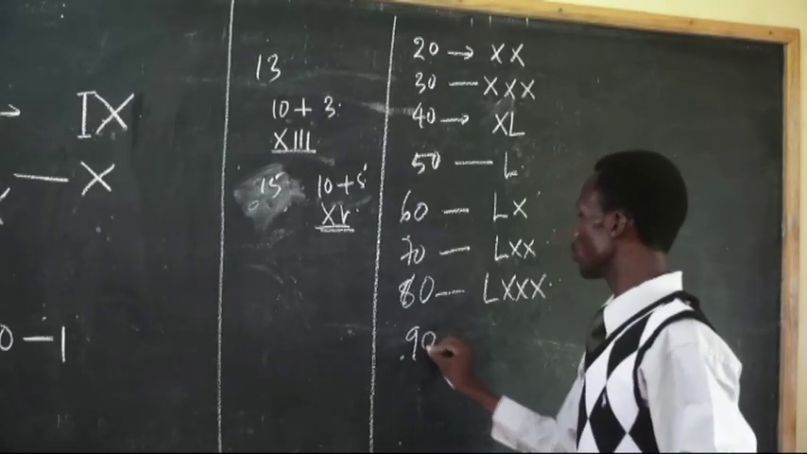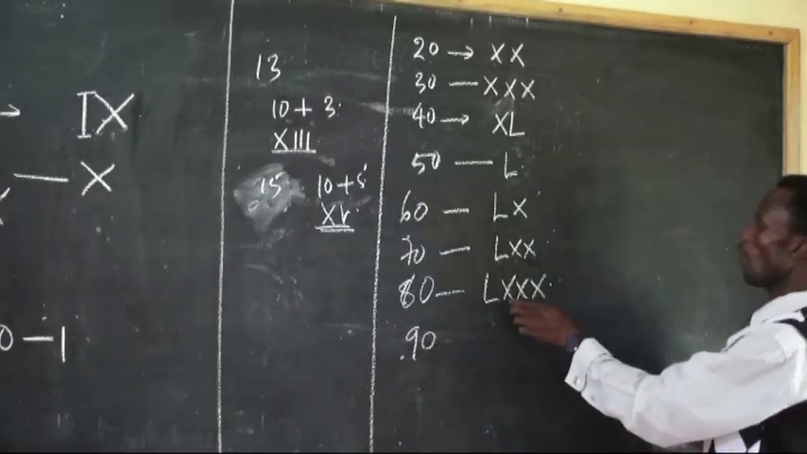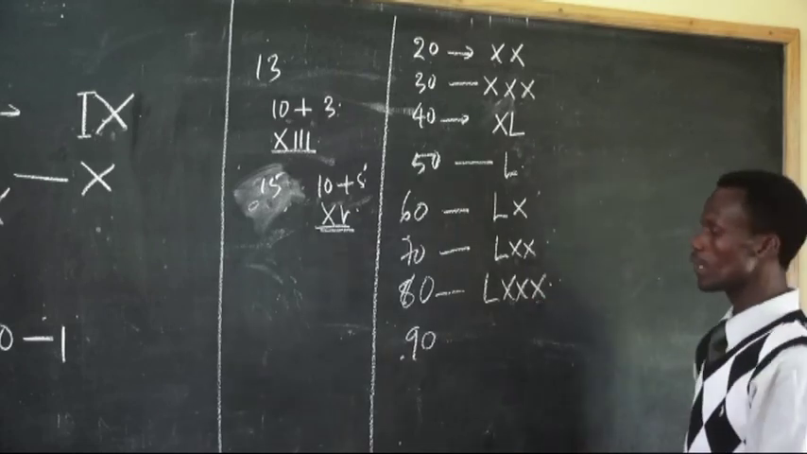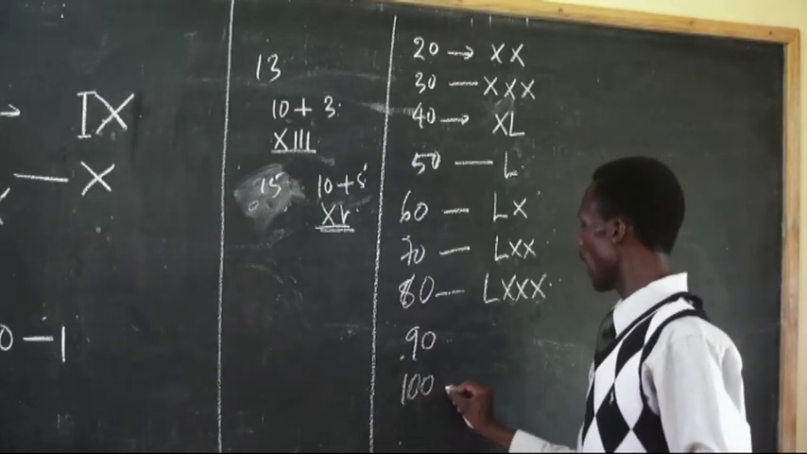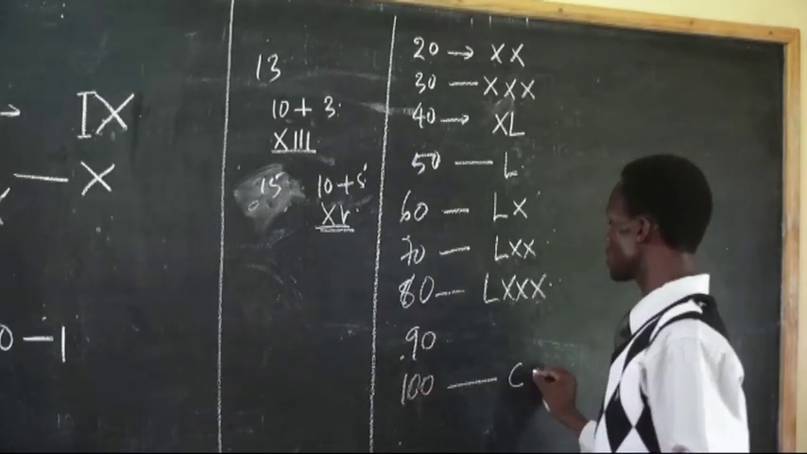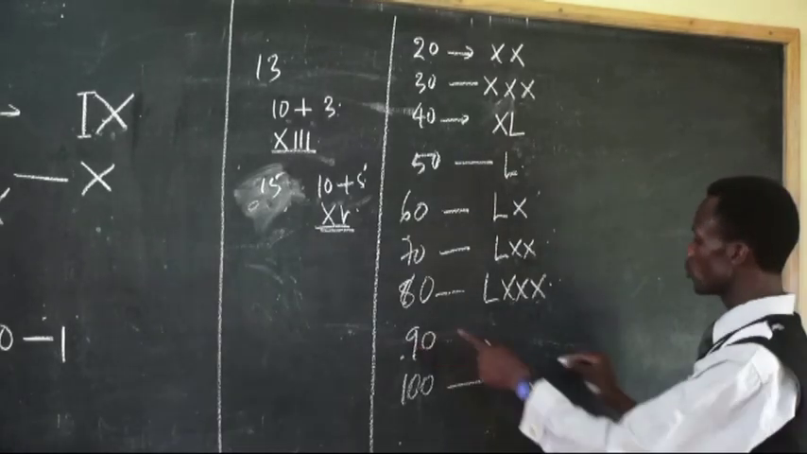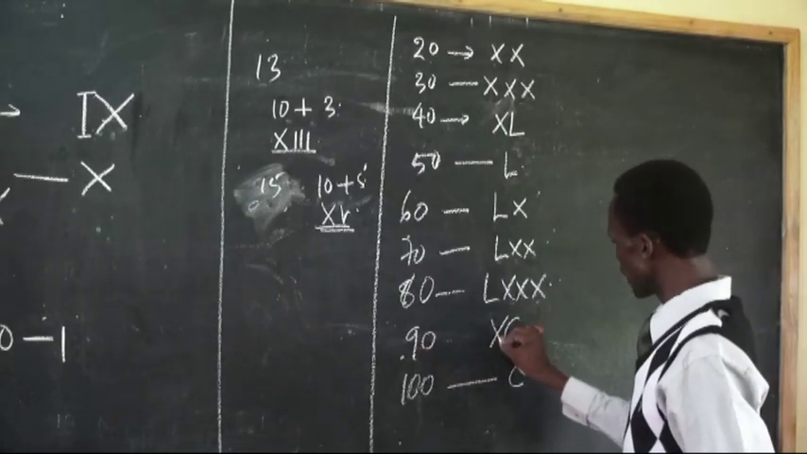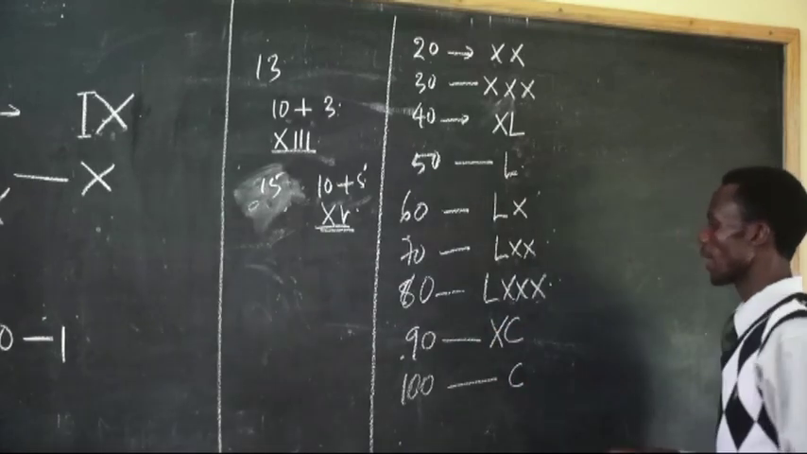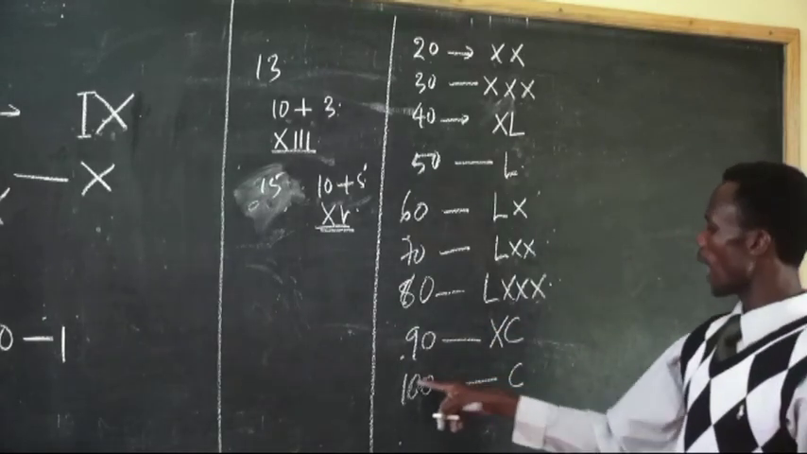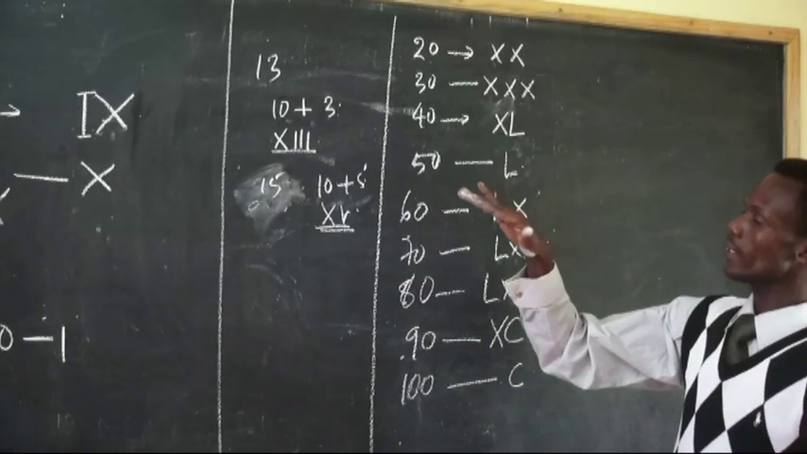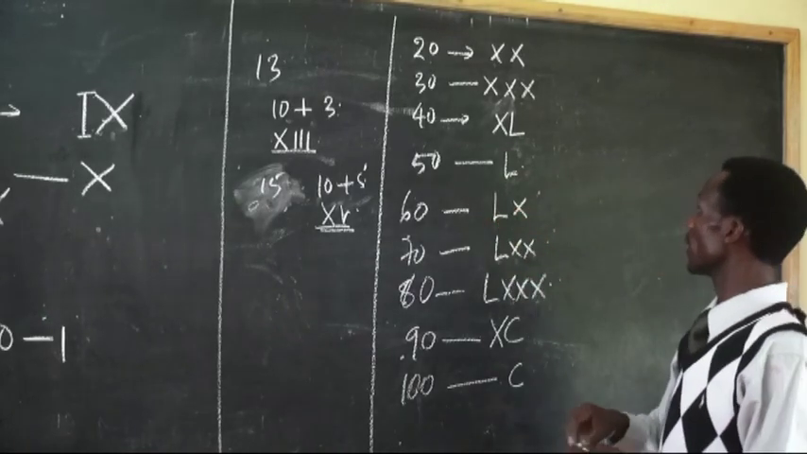Now 90. You cannot make a repetition of more than 3 letters. So what you simply do, you go to the value of 100, which is C. Now in order to get 90, you take 100 minus 10. That's why it's represented by XC. Now this is how we write the Roman number from 1 up to 100.